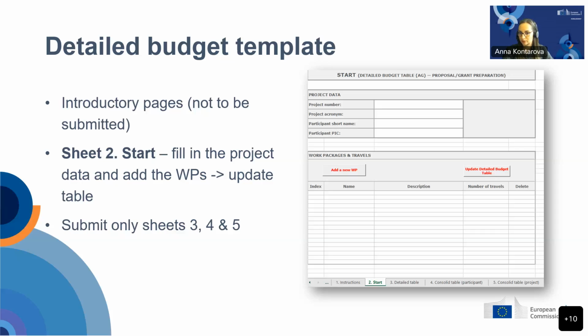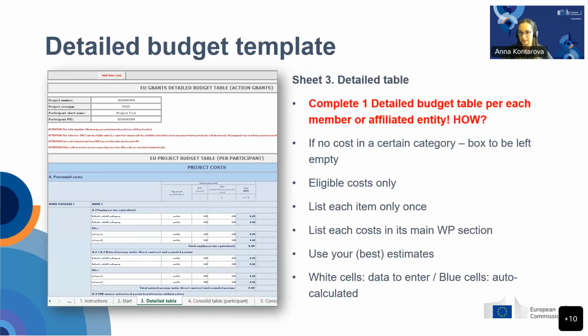Important is for you also to fill in sheet number 2, start, because the project data, when you fill it here and below, you will add these new work packages and then update the detailed budget table, and it will nicely create the structure for the whole detailed budget table. What is the important part for us, which you will have to submit for sure, are sheets number 3, 4, and 5. In the next slide, we will see in more detail sheet number 3, which is the detail table.